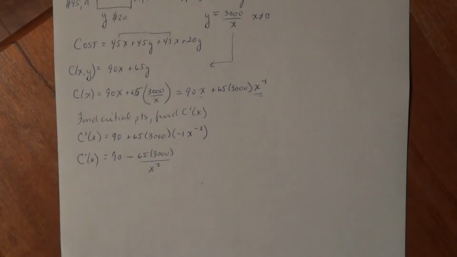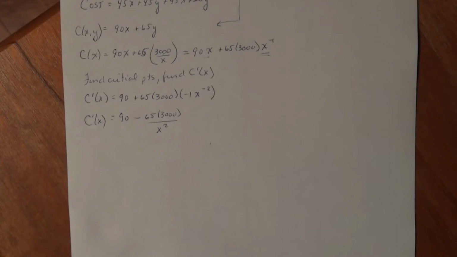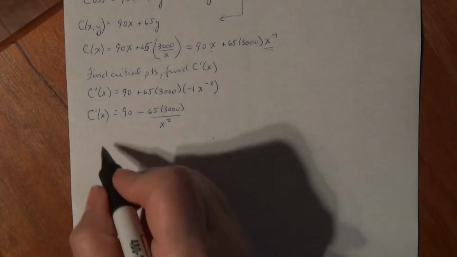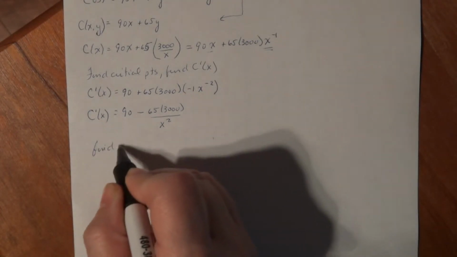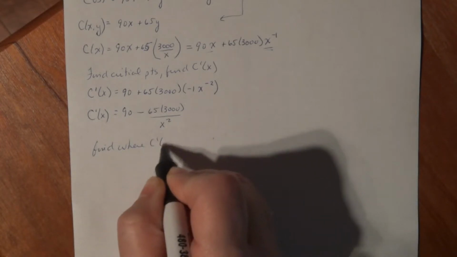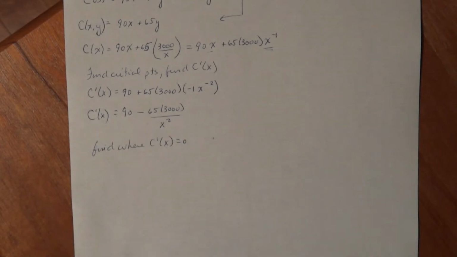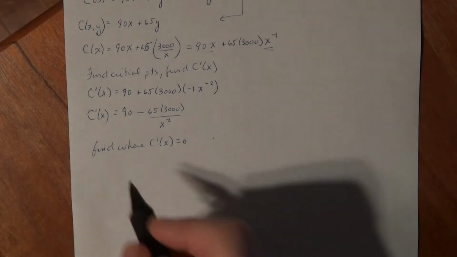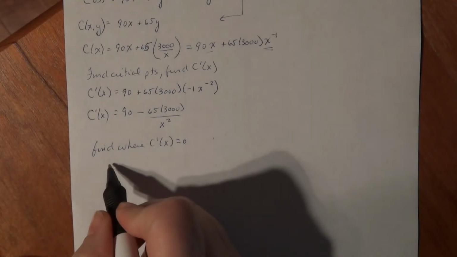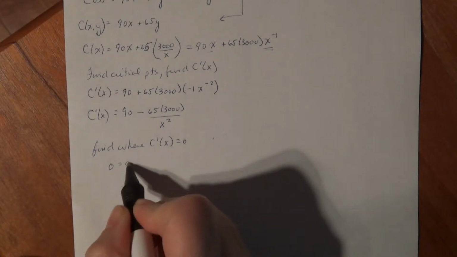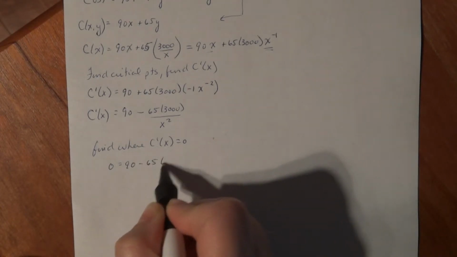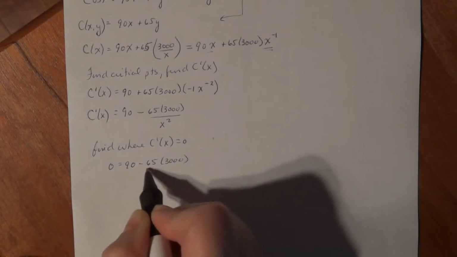This is a pretty long problem, so I'm just going to scoot down here a little more. Now the next step I have to do is find where C prime equals 0. Because that's where maximums and minimums occur, where the derivative of the original function is flat, or the tangent line is flat. Derivative is 0. It's always been that way, it won't change. So I have to solve the equation 0 equals 90 minus 65 times 3,000 over x squared.